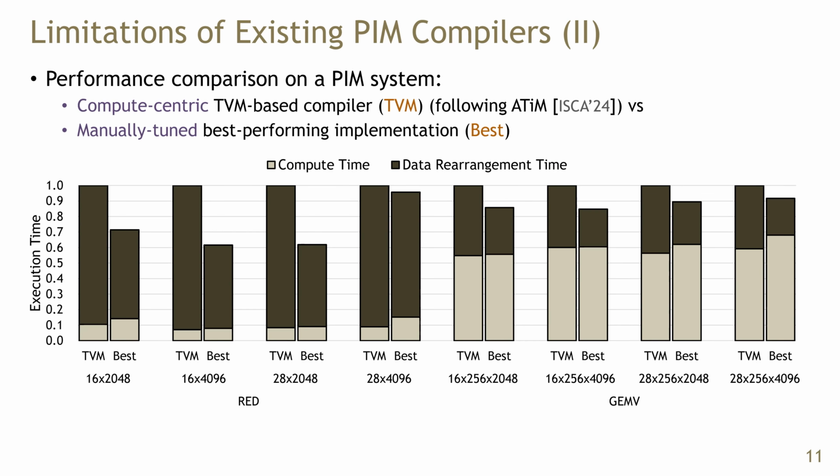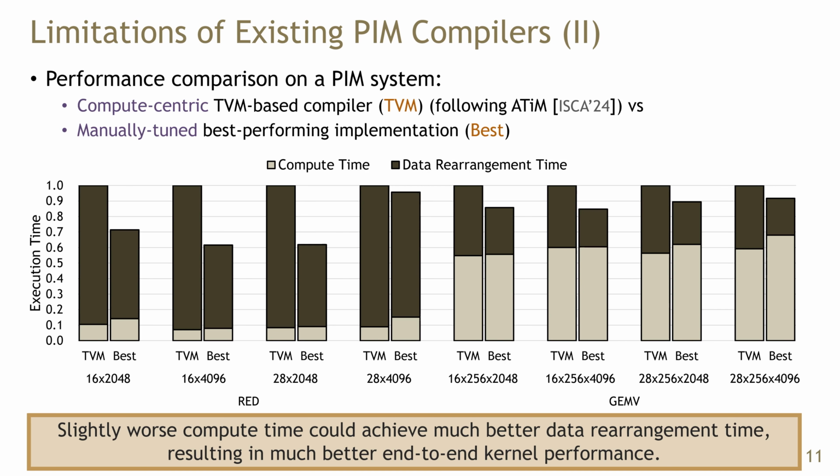We found that the compute-centric approach is not optimal because the data rearrangement time is a significant part and can't be discarded. We compare the compute-centric compiler using the TVM compiler versus a manually tuned best-performing implementation. The result shows the manually tuned one with slightly worse compute time could achieve better data rearrangement time, resulting in much better end-to-end kernel performance.